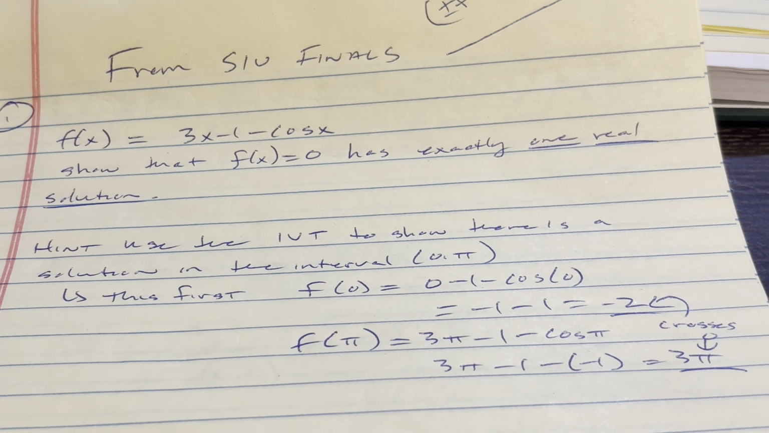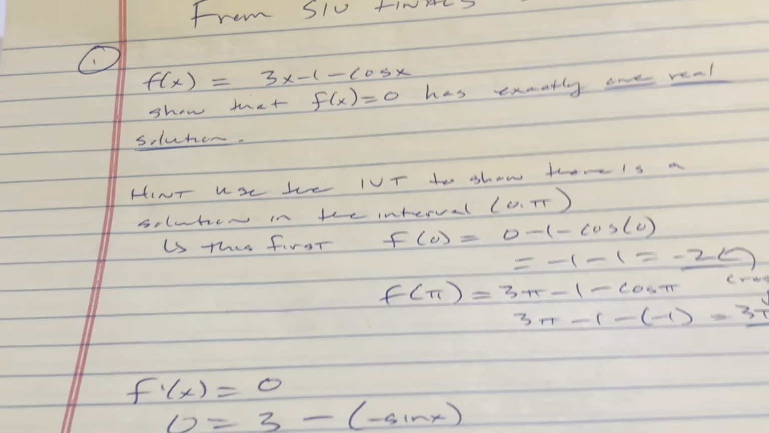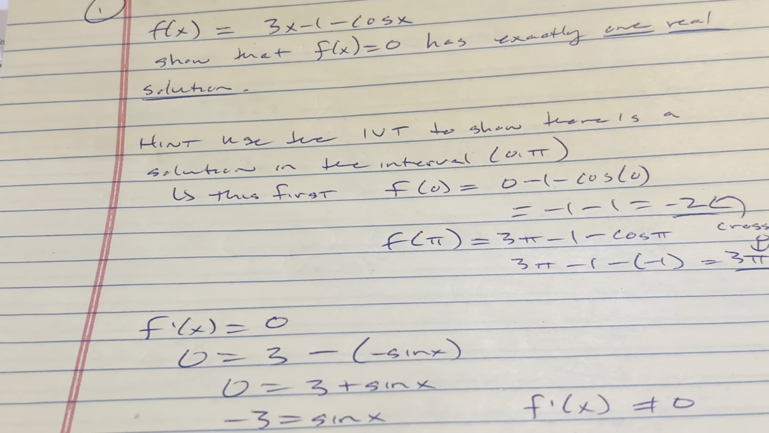How in the world would you prove it's exactly one real solution? Well, we know that when we set the derivative equal to 0, we can figure out when the graph turns. Okay, so let's keep that in mind. So that's why we're going to take f prime of x and set it equal to 0.